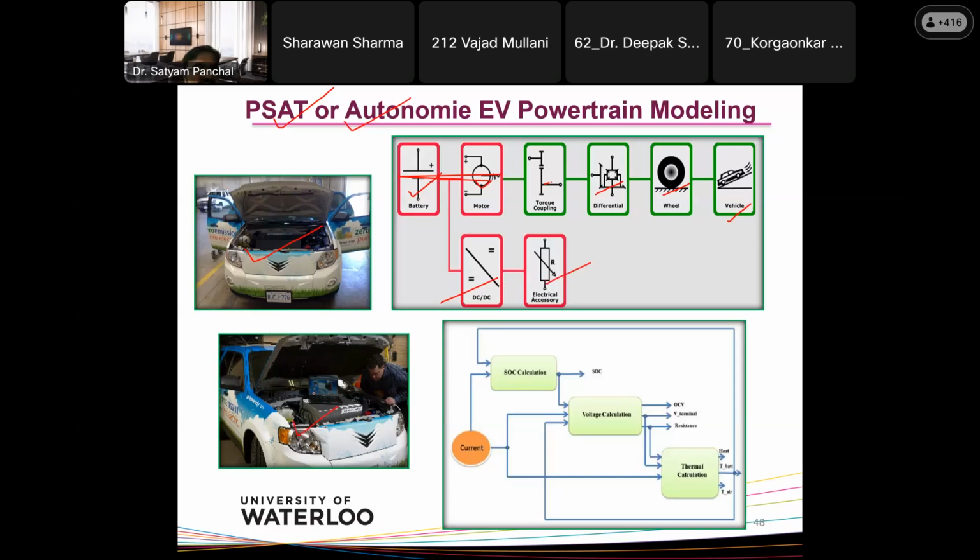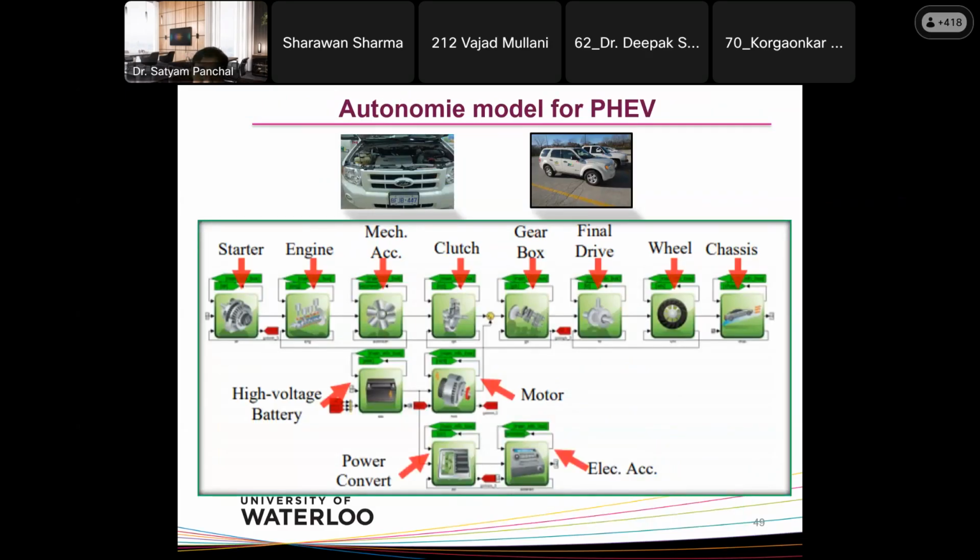Here you can see the laptop and the data connection. The typical block is basically the state of charge calculation, then the voltage calculation by the Coulomb counting method, and the resistance part, and then the thermal calculation using the heat and the temperature. So this is about the electrical part.